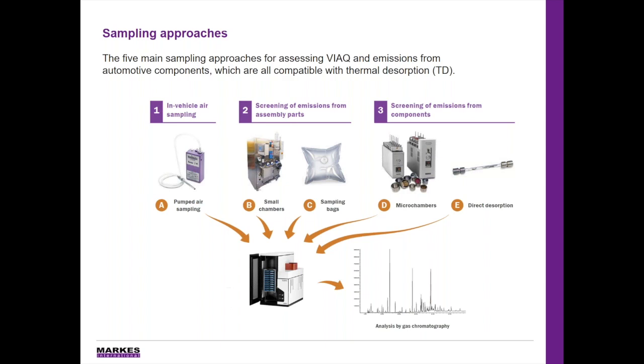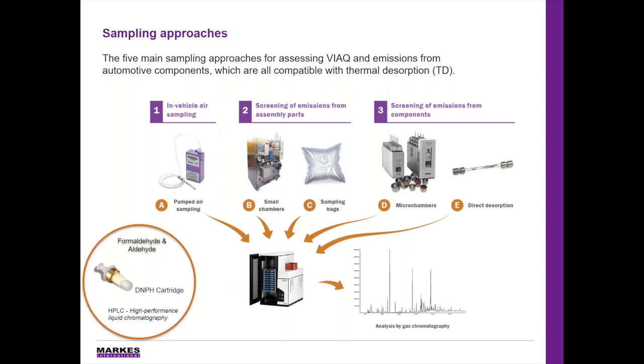So to do that, we look at the screening of emissions from different parts or from the materials that are used in the car. For the large components and assembly parts, we can use smaller chambers or Tedlar bags. For the components or materials, microchambers and direct desorption are used. This method can be very useful for quick screening of material emissions in QA, QC, or R&D on the formulations. Now, there is a lot of complexity involved in these sampling methods. You know, there are multiple standard methods to follow to comply with these different types of sampling. But the good news is that all of this analysis is done using the same instrumentation, which is thermal desorption GC-MS.